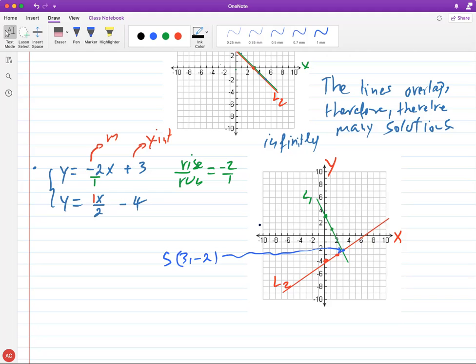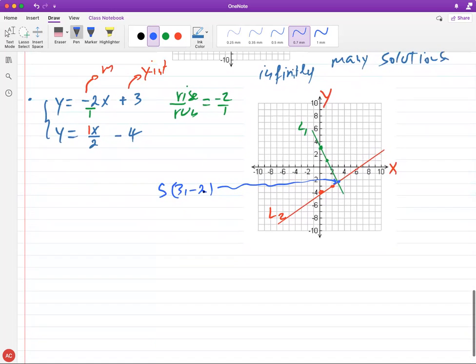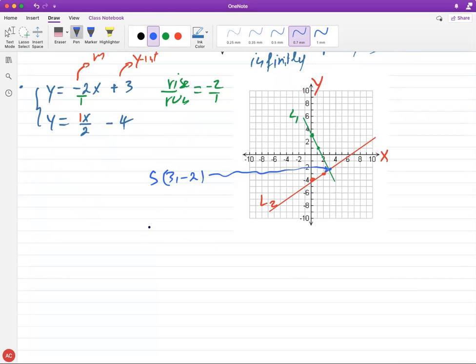And it's the same process every time, basically. So you just have to graph both lines and find the intersection. Any questions, everybody? Before I give you some practice to do on your own.